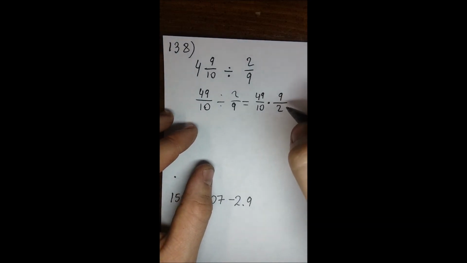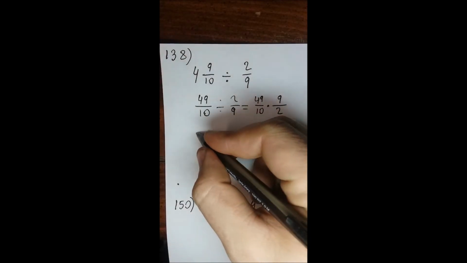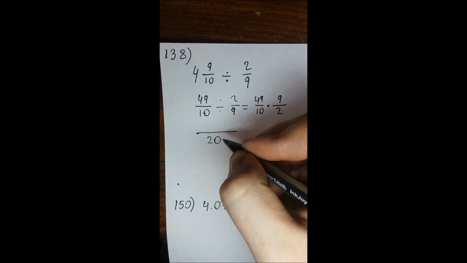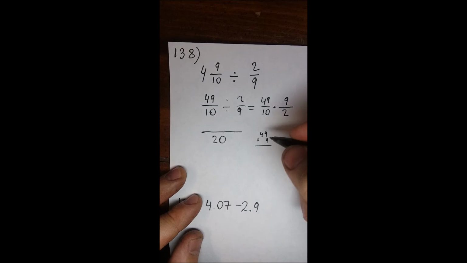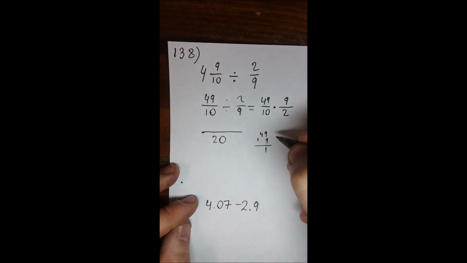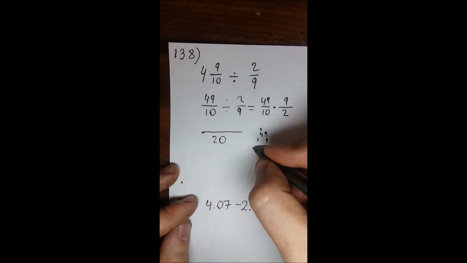And at this point, there's nothing much we can do. We have to multiply across. So the answer is going to be 49 times 9 over 20. And 49 times 9, I'm going to do it with no calculator. So 9 times 9 is 81. I'm going to write down 1 here. Remember that there's 8 in there too. 9 times 4 is 36. 36 plus 8 is 44. So the answer is 441.